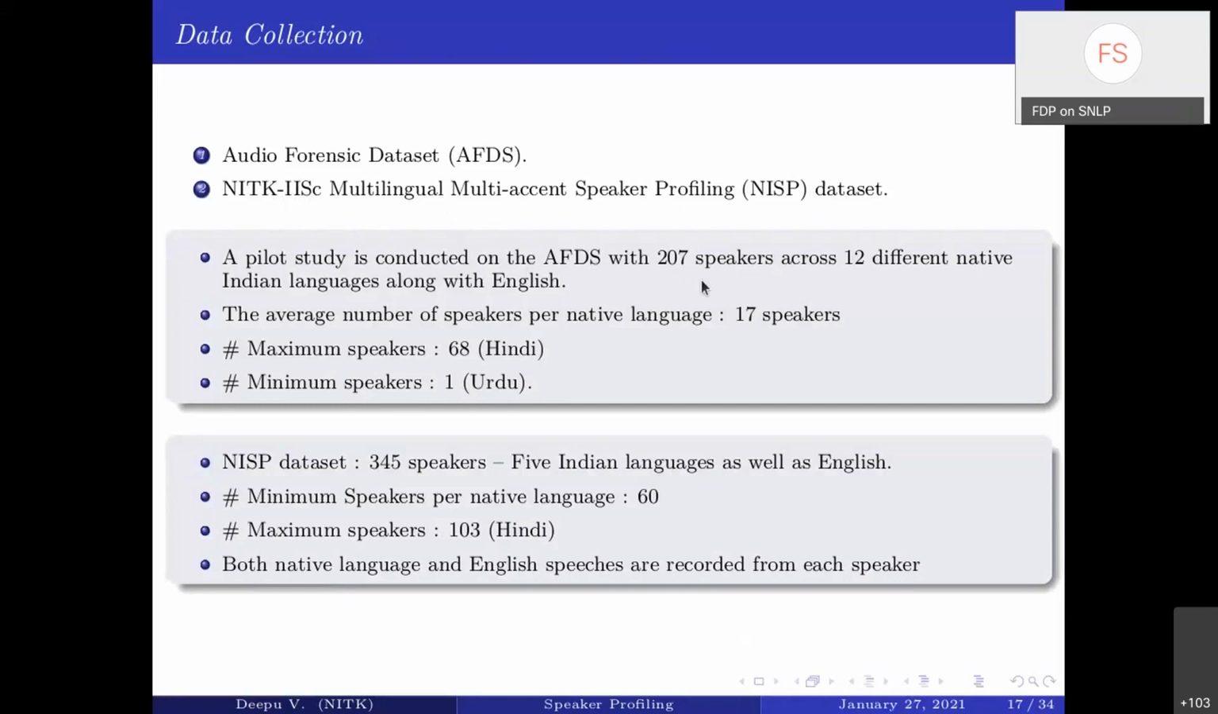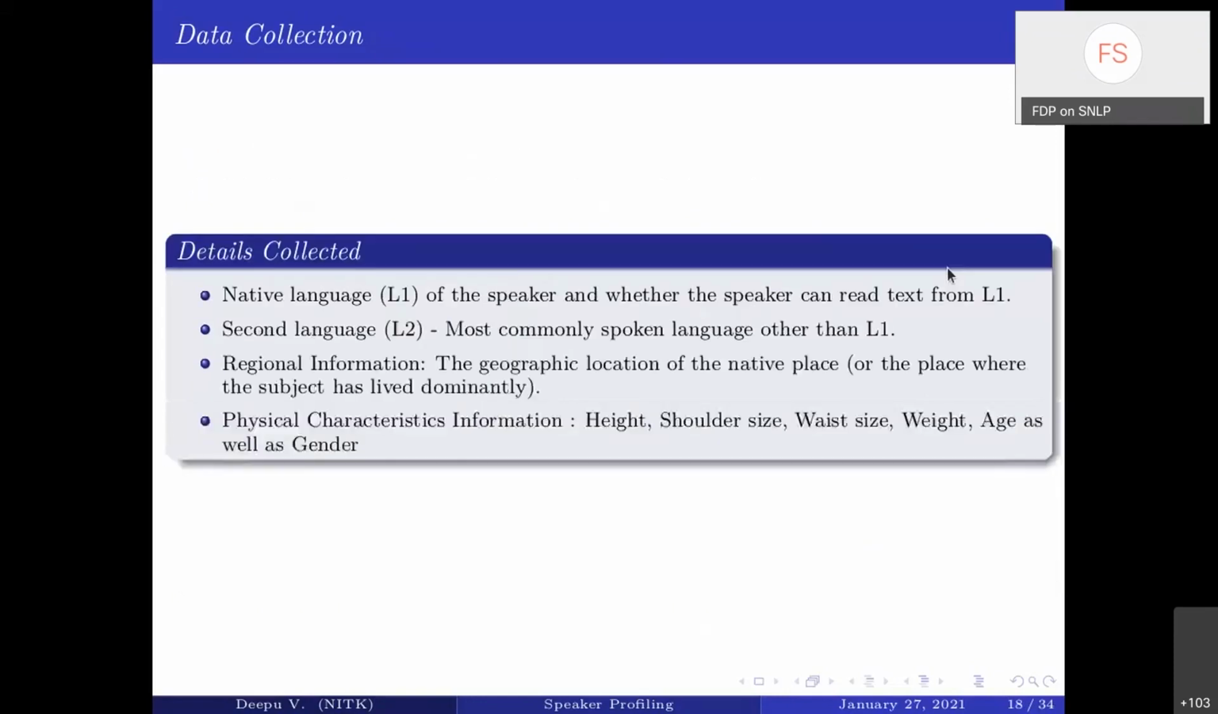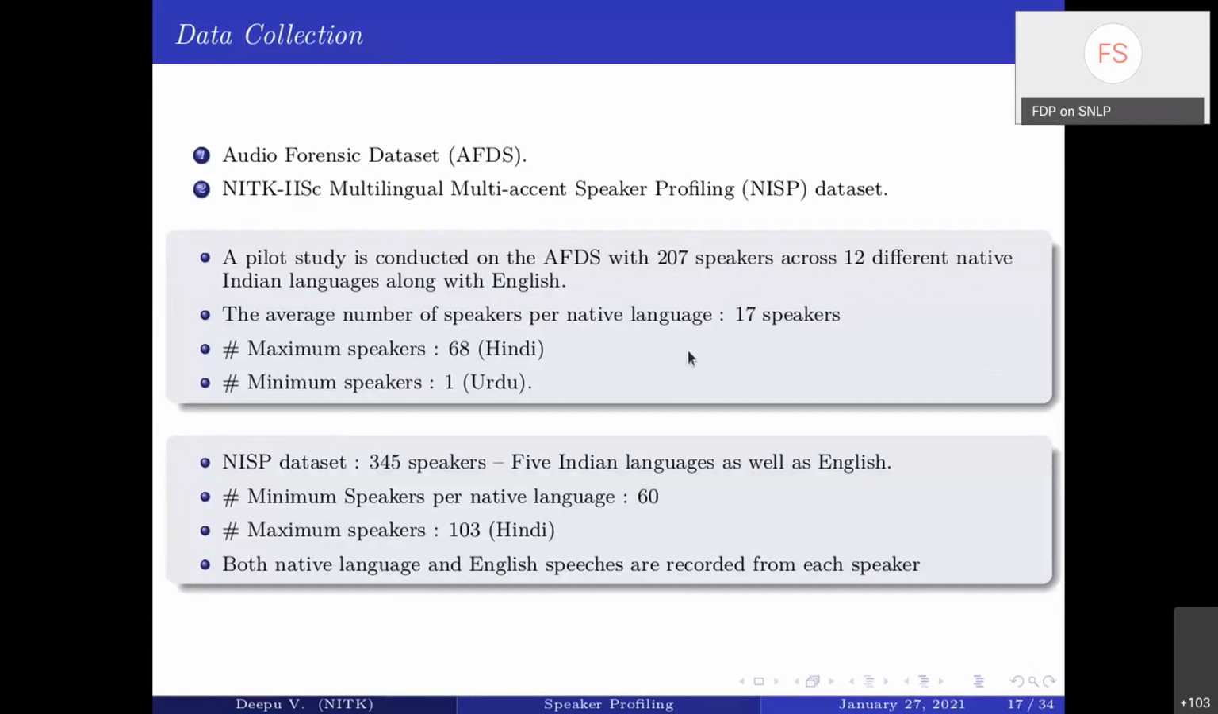Initially we studied the first data set, which has 200 speakers across 12 different Indian languages along with English, of course. The second data set is the bigger one. It has roughly 345 speakers, only 5 Indian languages plus English, but for each native language we have a minimum of 60 speakers. I think Hindi has more, something like 100 speakers. And both the native language and English speech are collected from the same speaker.